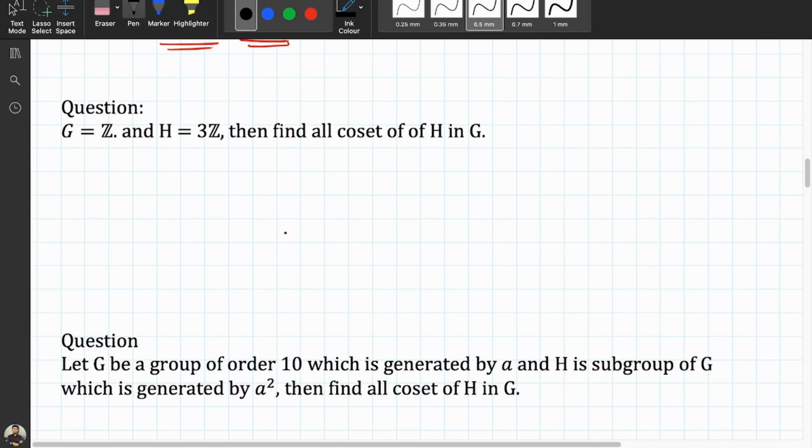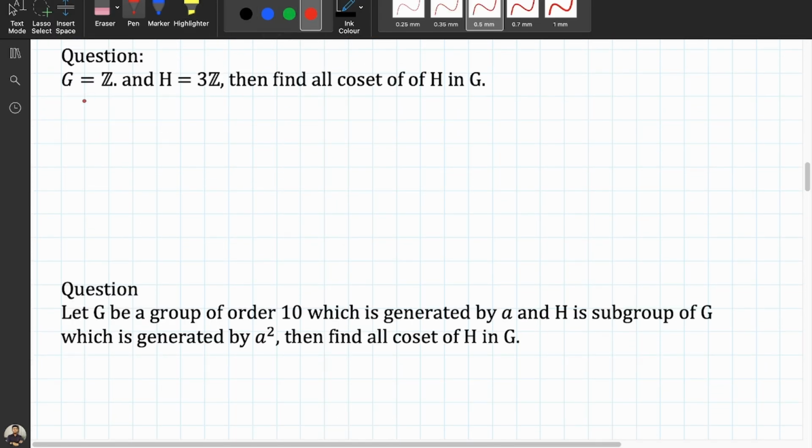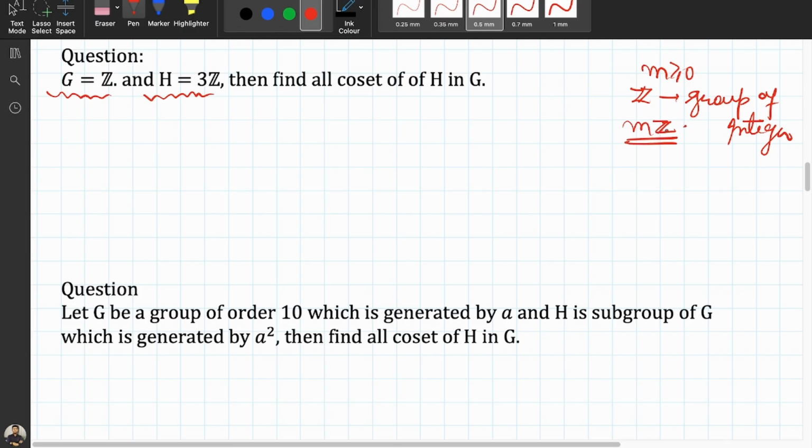Okay, now next question. If G is a group and H is 3Z, of course, if m is any positive integer, then what is Z? This is an infinite group of integers. Group of integers under addition, then mZ is always a subgroup, that we have already discussed. If it is a subgroup, then find all the cosets.